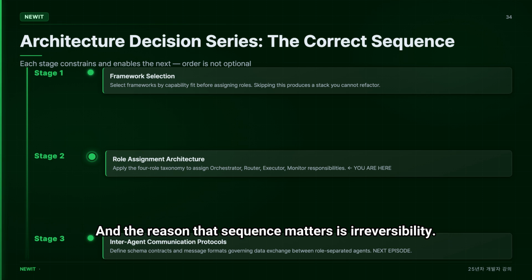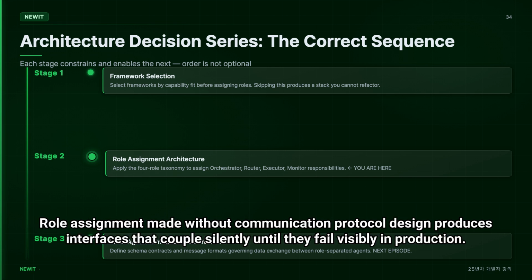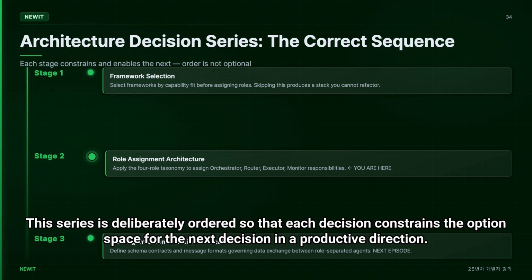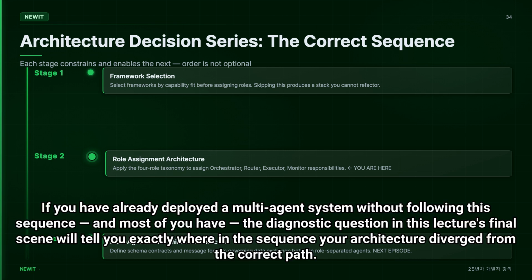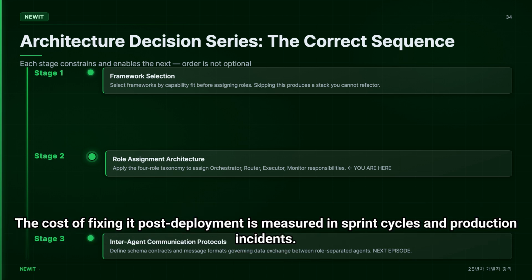And the reason that sequence matters is irreversibility. Framework selection made without a role model produces a stack you cannot refactor without rewriting. Role assignment made without communication protocol design produces interfaces that couple silently until they fail visibly in production. This series is deliberately ordered so that each decision constrains the option space for the next decision in a productive direction. If you have already deployed a multi-agent system without following this sequence, and most of you have, the diagnostic question in this lecture's final scene will tell you exactly where in the sequence your architecture diverged from the correct path. The cost of fixing a role violation at the design stage is a whiteboard eraser. The cost of fixing it post-deployment is measured in sprint cycles and production incidents.